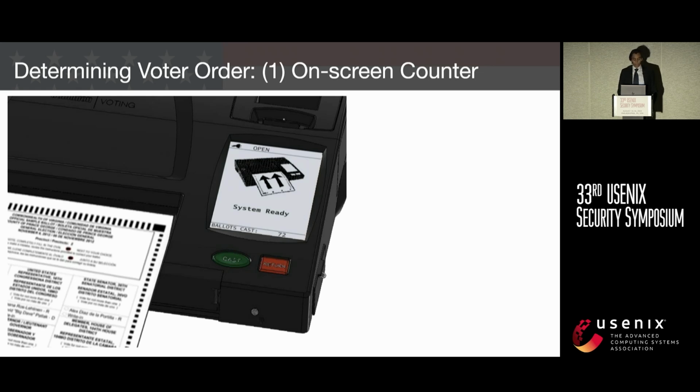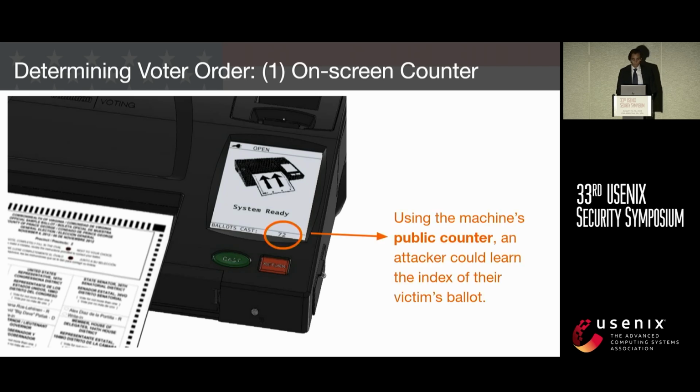One of the simplest ways to do it is to use the public counter. Most election machines in the United States are configured to show the number of ballots that have been cast so far in the election, and anyone who can observe this number can learn the index of another voter's ballot. For example, suppose a man votes right after his wife and notes down that she cast the 72nd ballot. He could go, unshuffle the data, and learn how she voted after the election because of this flaw.